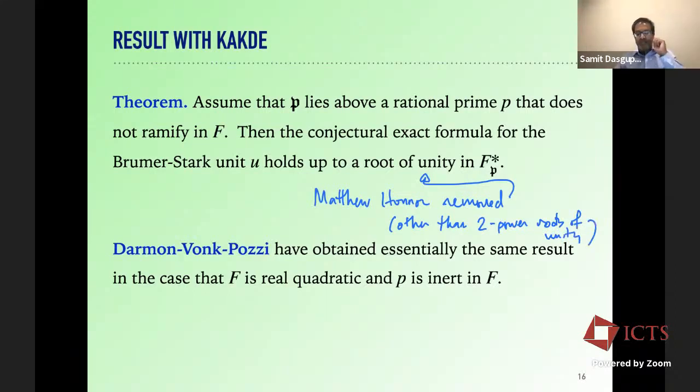So we basically have this exact formula, as long as you exclude finitely many primes, the primes above those that ramify in F. Okay, and I should mention that through a completely different method, Darmon, Pozzi, and Vonk have obtained the same result in the case that F is real quadratic and p is an inert prime. So in a special case, using completely different methods, they've obtained essentially the same result.